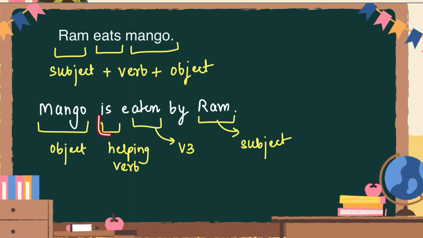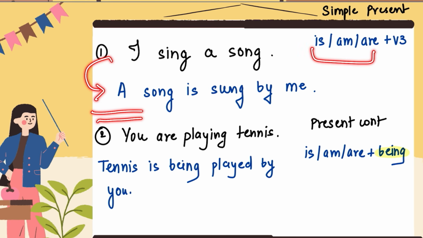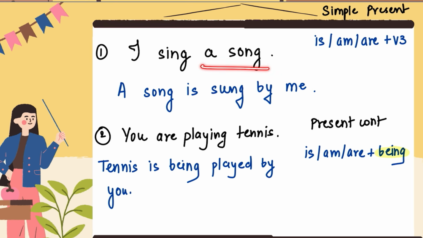This is the helping verb, is. And this is the third form of the verb, eaten by Ram. Alright. Now I'll tell you how to convert simple present active voice into passive voice. I sing a song. This is simple present. So you will be writing passive voice with is or am or are plus the third form of the verb. A song is sung by me.